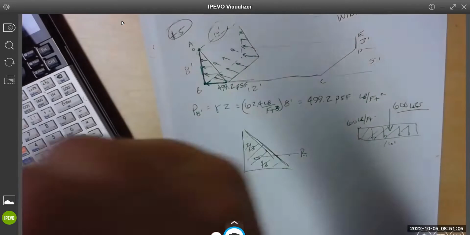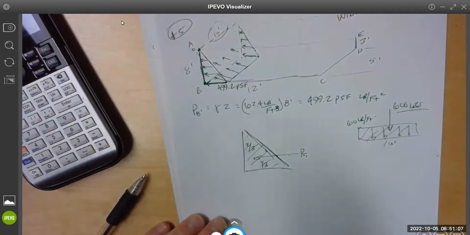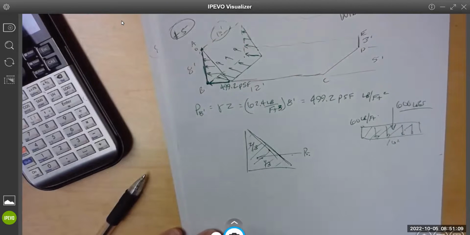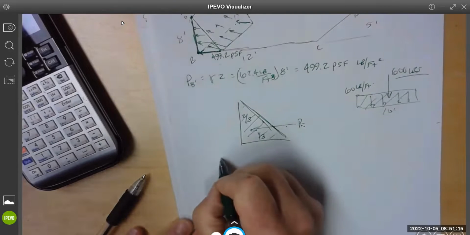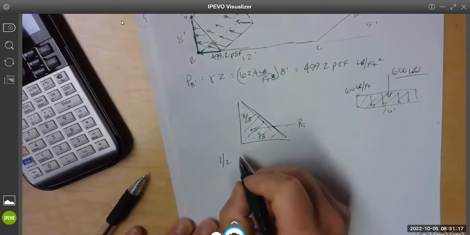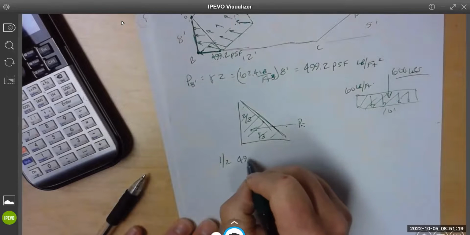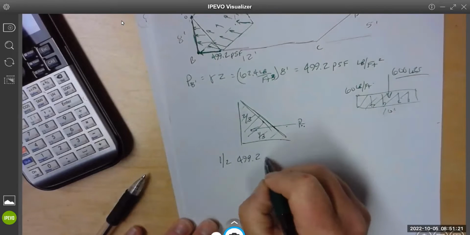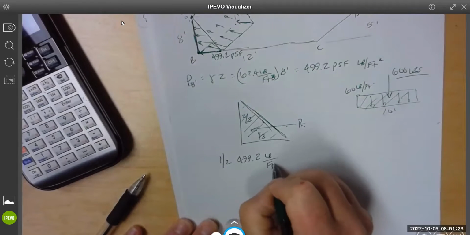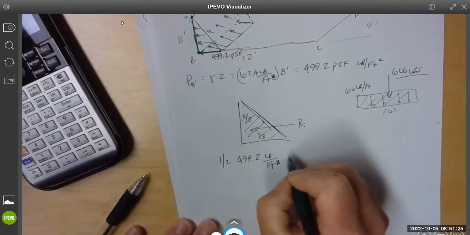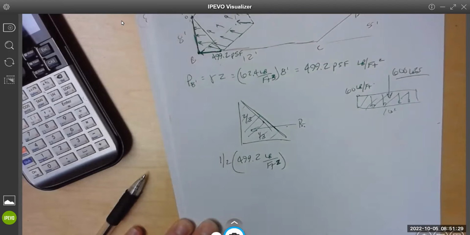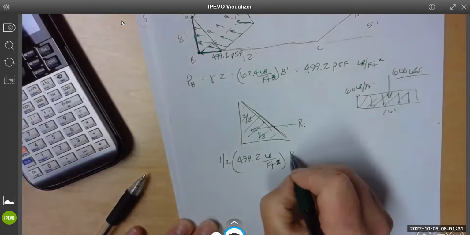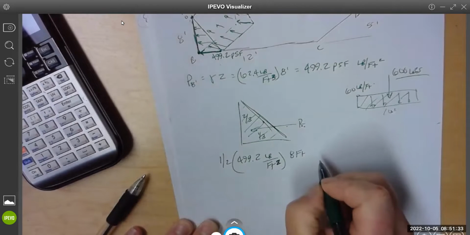Would it be 8 times the 400? What's the area of a triangle? 1/2 base times height. Yep. So it's going to be 1/2, base is 499.2 pounds per foot squared, and I'm going to put my units in so I make sure I get this right, times 8 feet.